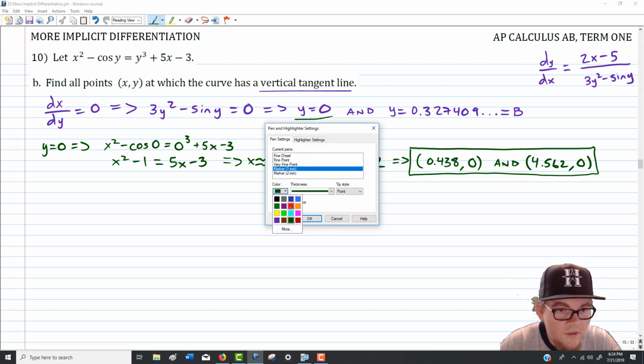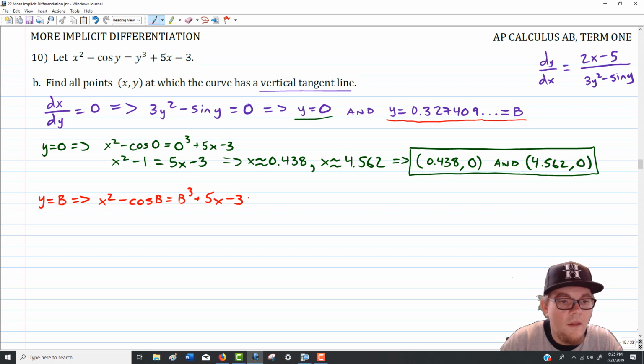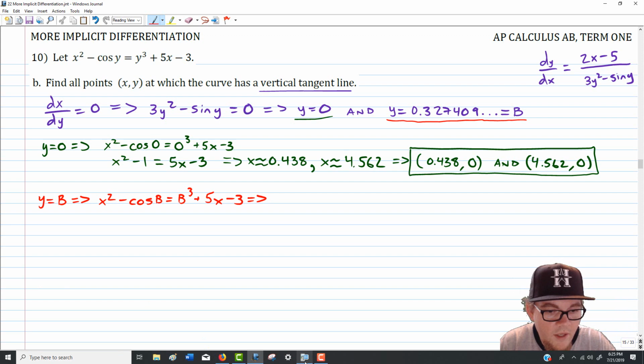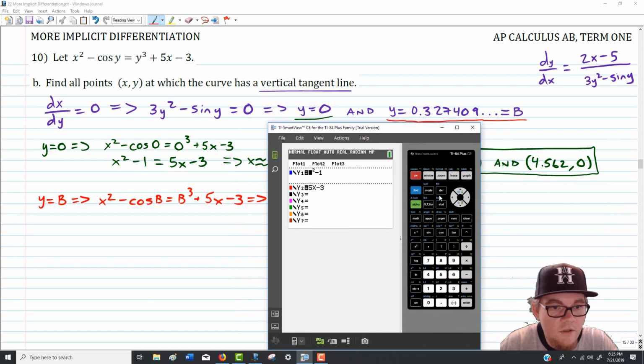Sadly though, for the sake of me sitting here uncomfortable, we also have a second y value, y equals b. So our second option is we need to look and see what are the x values, or x value, depends on what it is, when y equals b. So going in here, the equation will read x squared minus cosine of b equals b cubed plus 5x minus 3. That's going to give us potentially 2 more x values. So let's go again into our calculator and let's graph that equation so we can try to find the intersections.